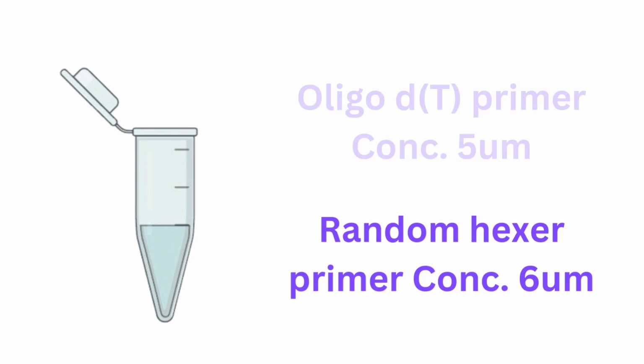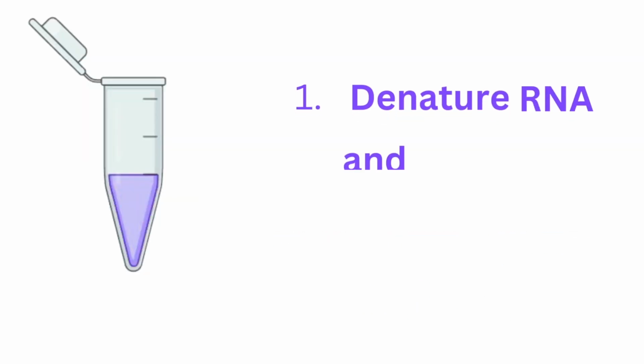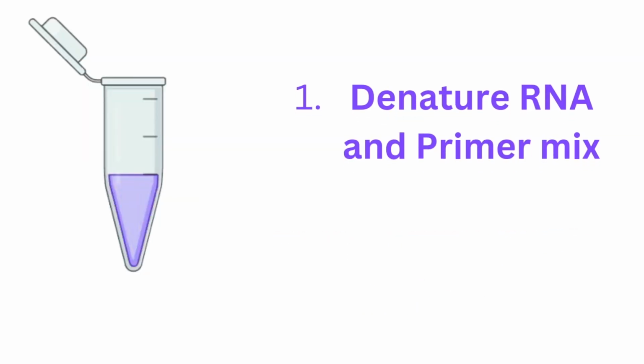But if you're using a random hexamer primer, then you needed 6 micromolar as your final concentration. If you are using a gene-specific primer, then typically you're looking at 0.1 to 1 micromolar, so much less concentration required since you're only targeting that one gene. Quite a straightforward protocol. The first step is we're going to denature both the RNA and the primer mix.